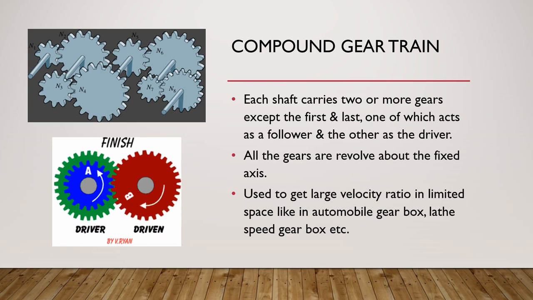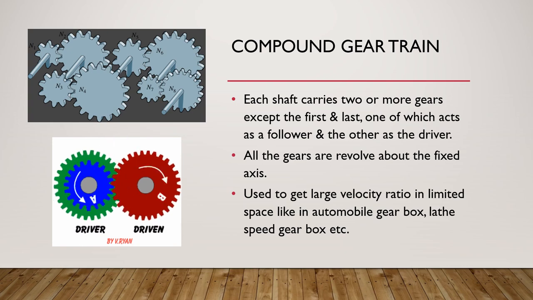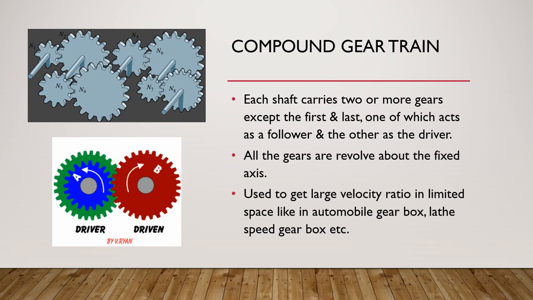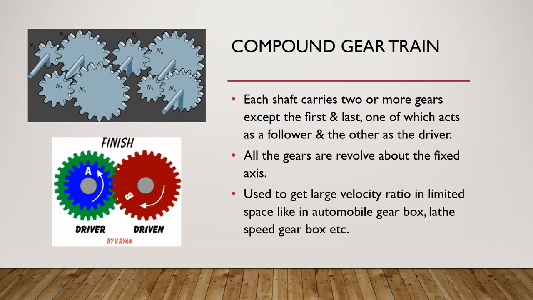There can be any number of shafts, any number of gears, but here each shaft can carry more than one gear, provided the first, let's call it gear 1, and the last gear, the driver and the driven. So this shaft will be carrying only one gear, whereas in the intermediate, there are so many gears connected in between. Here you can have any number of gears placed on a single shaft. If we have this type of arrangement, we call it a compound gear train.